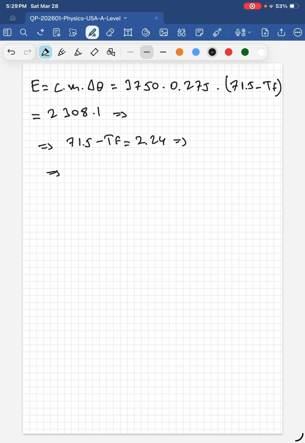If we solve for this, we will find that 71.5 minus TF is 2.24. So the final temperature, if we add 4 grams of ice, the final temperature of the hot chocolate will be 69.3 degrees Celsius. Way higher than the 58 that is required. So no, 4 grams are not enough. And that's the answer. Another way you can go about this exercise is to find how much ice will be enough, but we went with this way, so that's good enough.